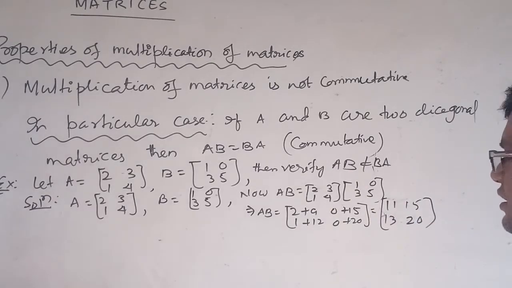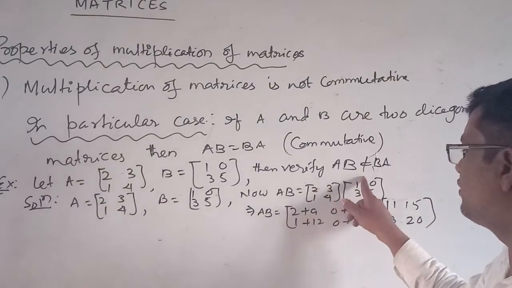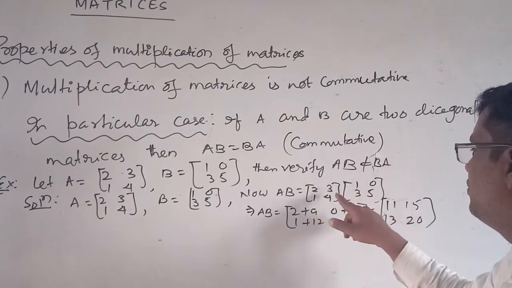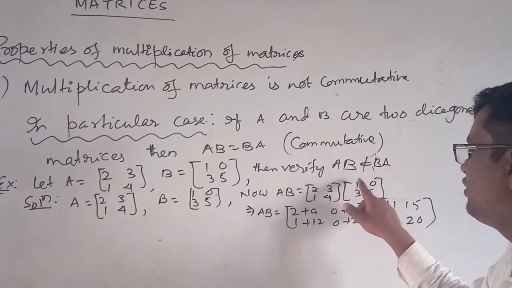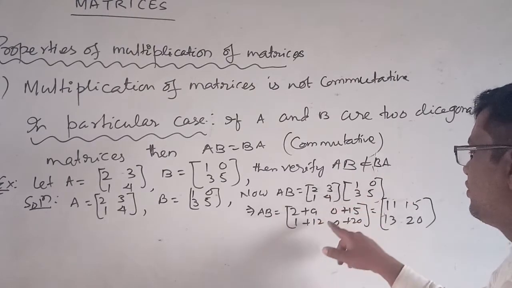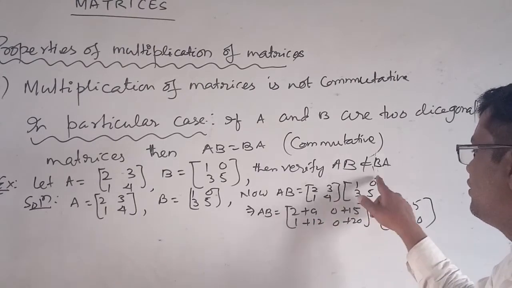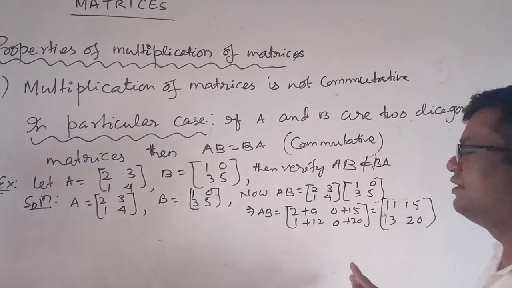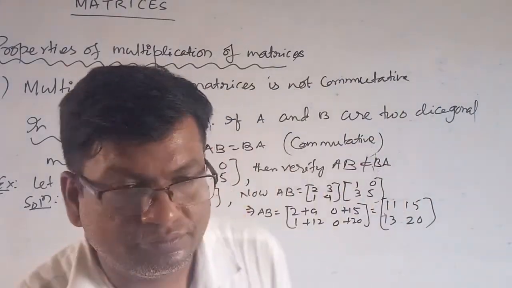Now recheck this. 2 into 1, 2, 3 into 3, 9. 2 into 0, 0, 3 into 5, 15. 1 into 1, 1, 4 into 3, 12. And 1 into 0, 0, 4 into 5, 20. So this is the AB matrix. Now BA.